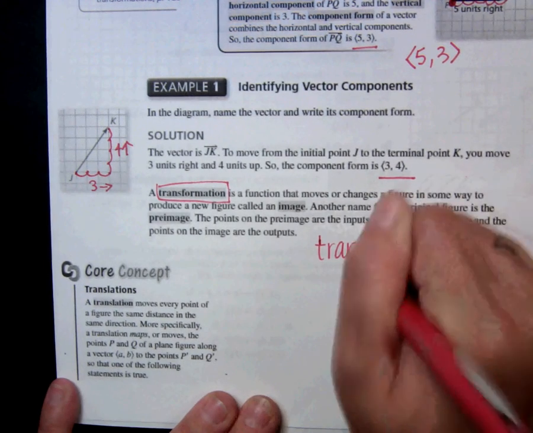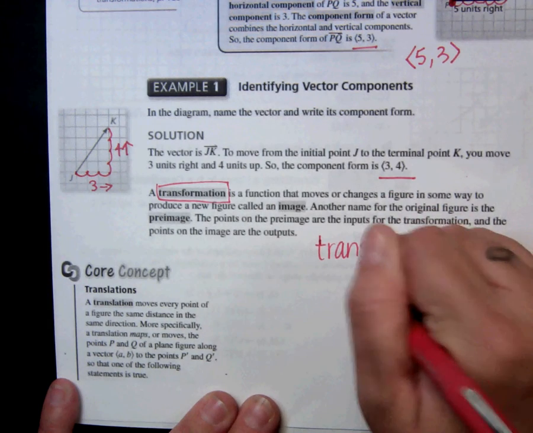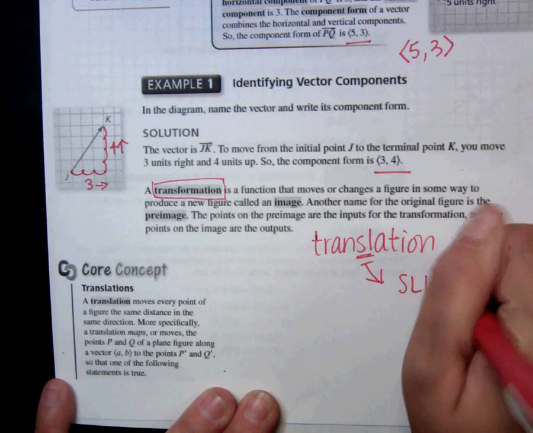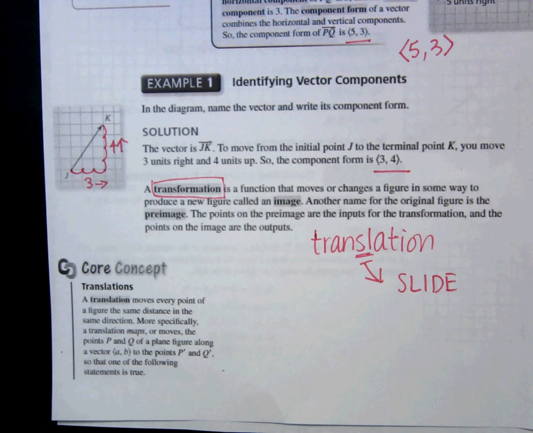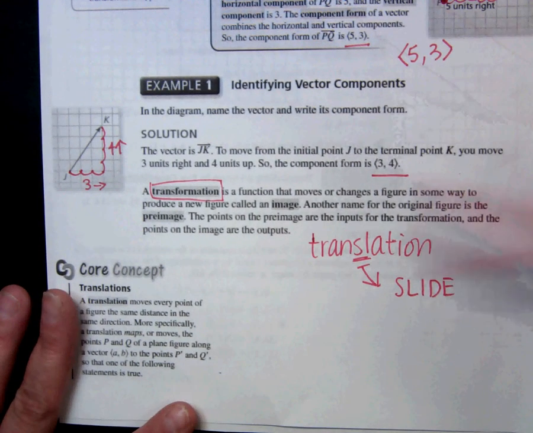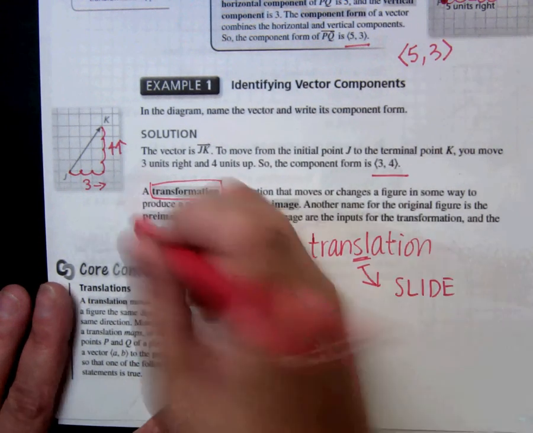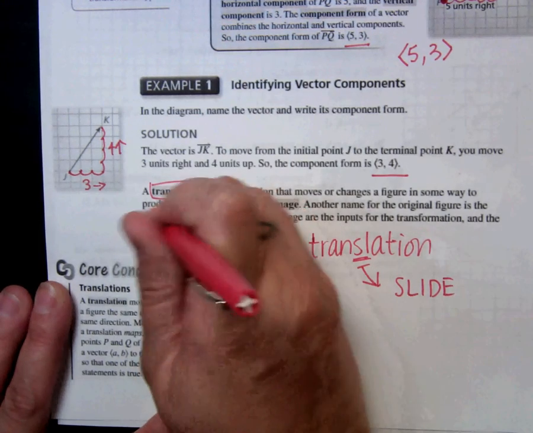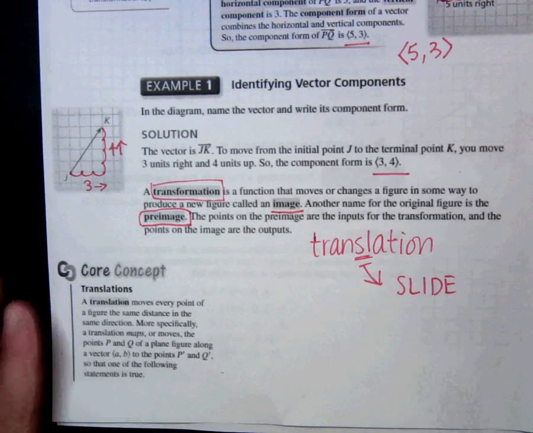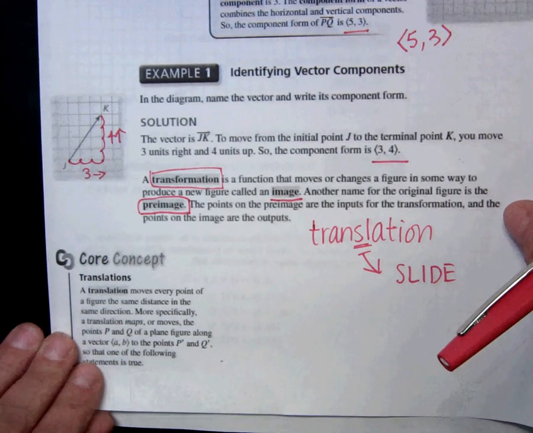And for translation, I want you to think of it as a slide. You're going to be sliding a figure some direction on the graph. The first image we have is going to be called the pre-image. The one that we slide, we're going to call the image. And I'm going to show you this better here on the other side.